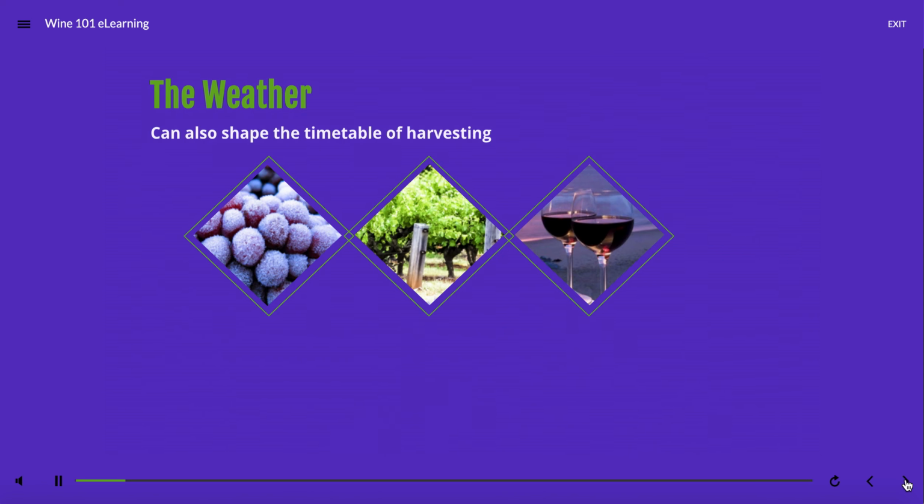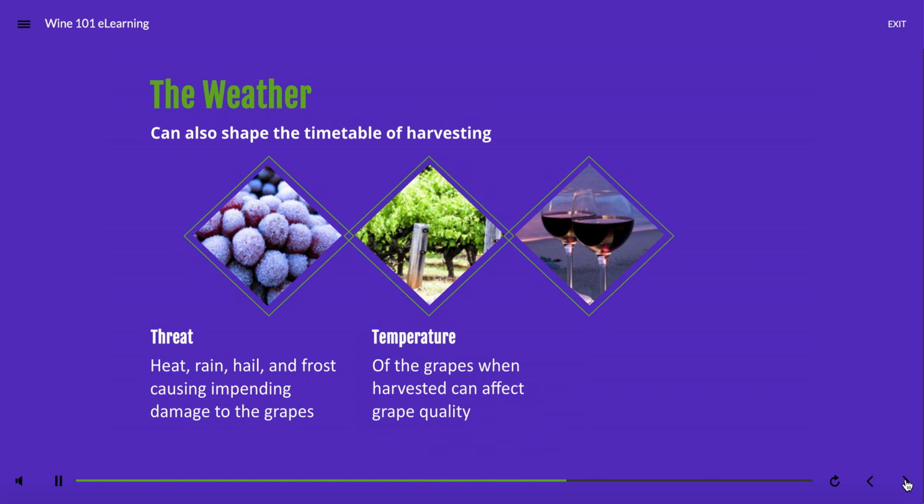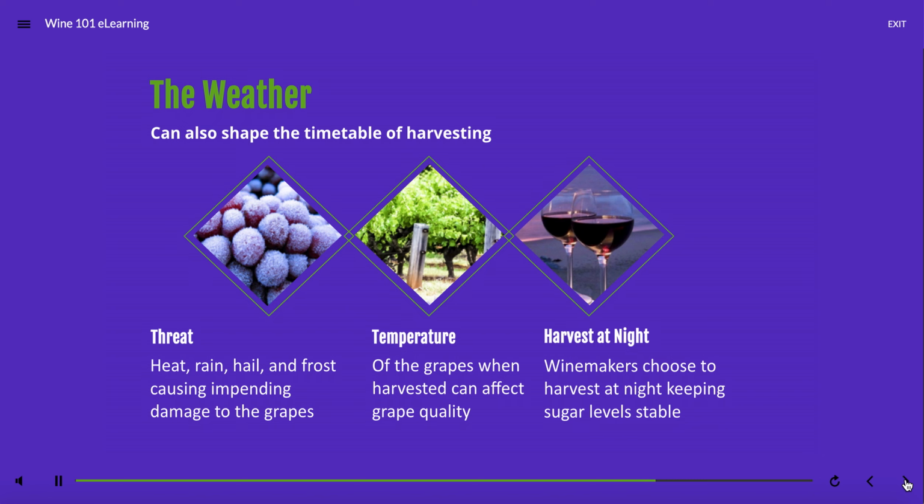The weather can also shape the timetable of harvesting, with a threat of heat, rain, hail, and frost causing impending damage to the grapes, including various vine diseases. The temperature of the grapes when harvested can affect grape quality. Therefore, many winemakers choose to harvest at night, keeping sugar levels stable.